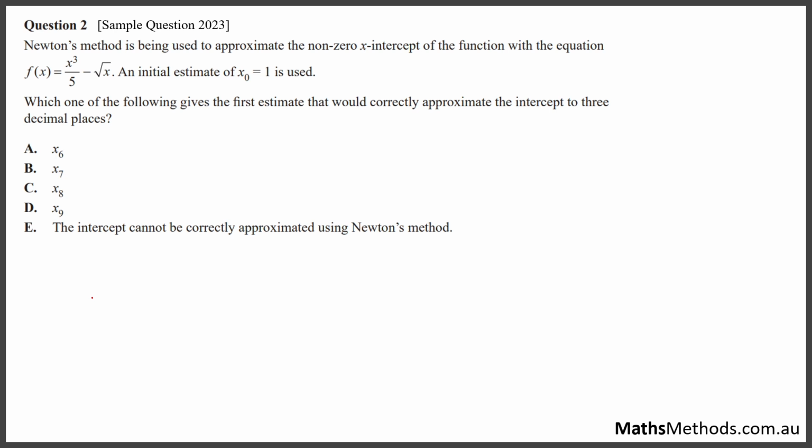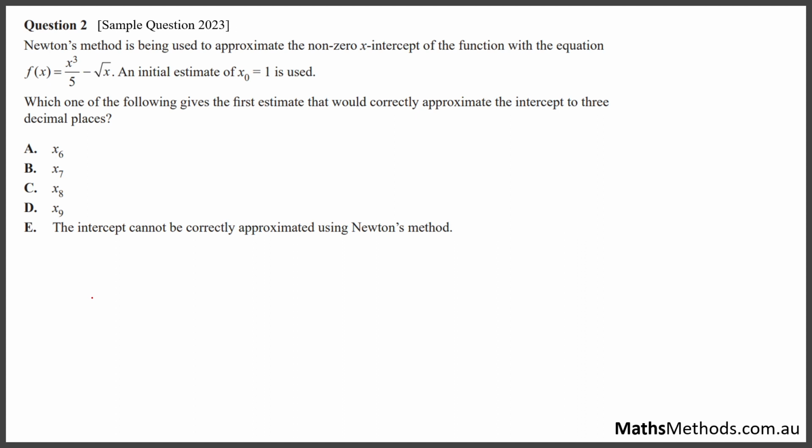And it says, Newton's method is being used to approximate the non-zero x-intercept of the function with the equation blah. An initial estimate of x0 equals 1 is used. Which one of the following gives the first estimate that would correctly approximate the intercept to 3 decimal places? And we've got a bunch of options there.